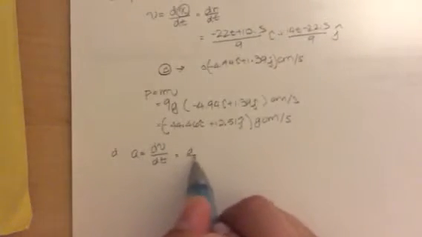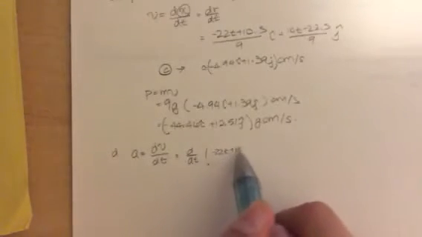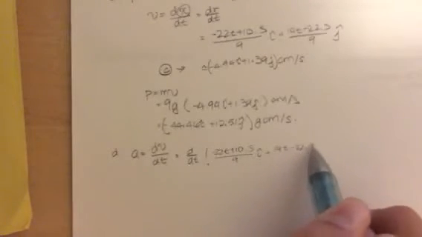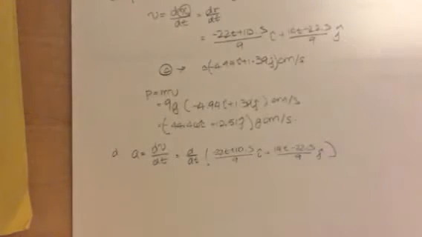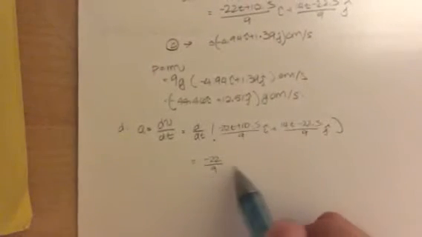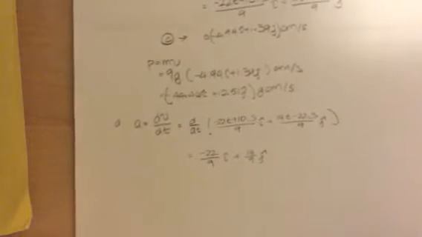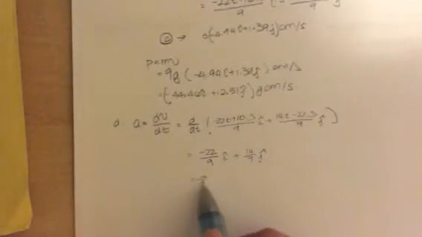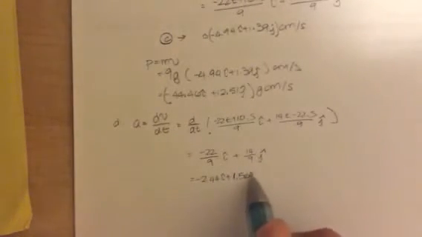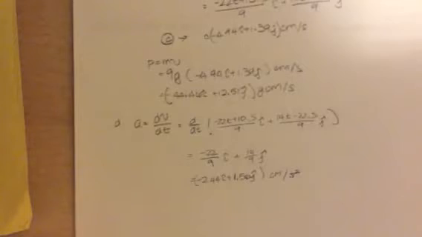So now if you differentiate the velocity in terms of t, you would end up with negative 22 over 9 i plus 14 over 9 j. This simplified is approximately negative 2.44i plus 1.56j, and the units for acceleration are centimeters per second squared.